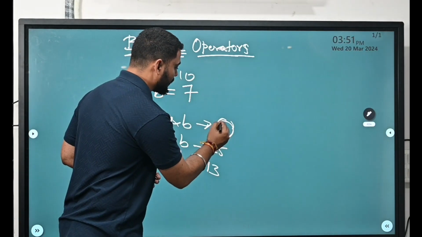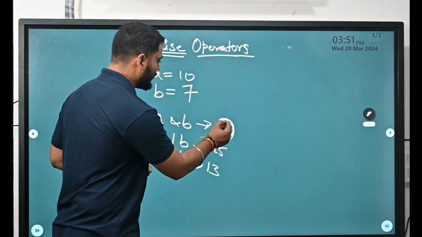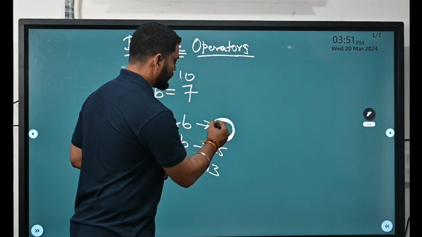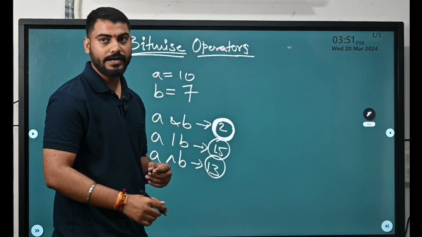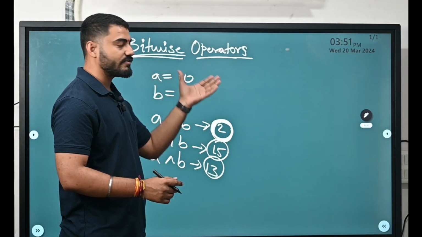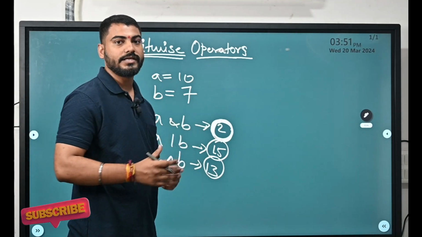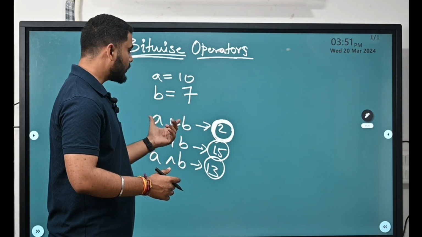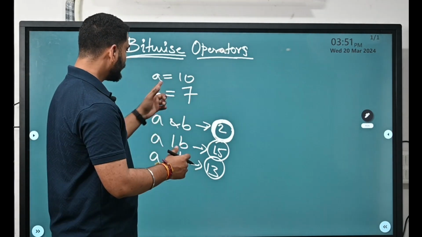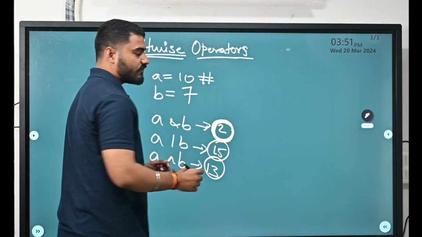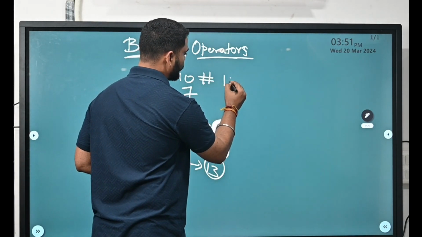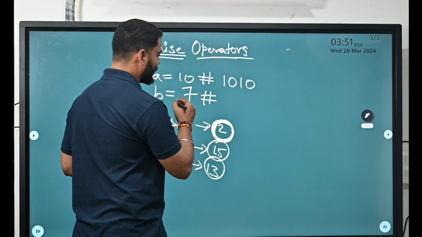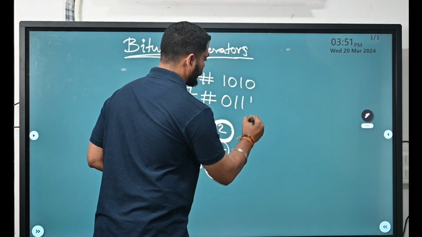But where is it coming from? How can we get the intuition, or how can we know where these values are coming from? For that we have to know about bitwise operators. What is the math intuition behind them? Now we have to calculate according to the bits. For 10 we have 1010, and for 7 it is 0111.